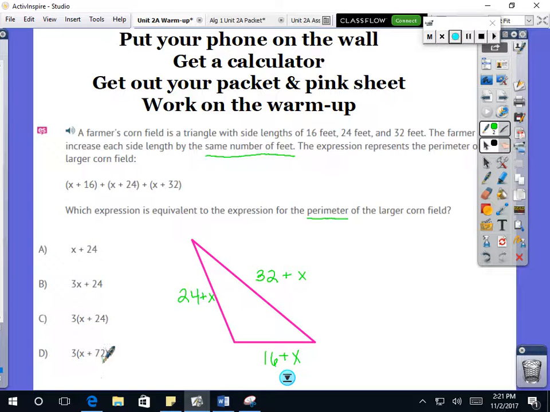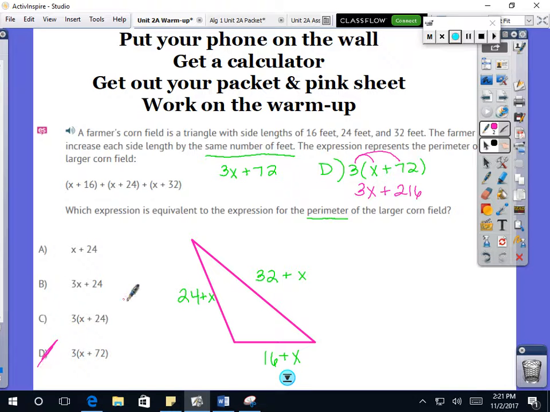No, let me show you. X plus x plus x is 3x. 16 plus 24 plus 32 is 72. However, D says this, 3 times x plus 72, which when distributed out would be 3 times x is 3x, 3 times 72 is 200 and what? 16? Is that 216? Okay, so is that the same thing? No, that's why D wouldn't work.